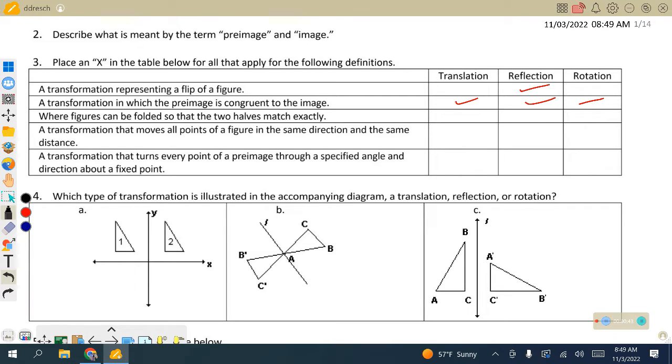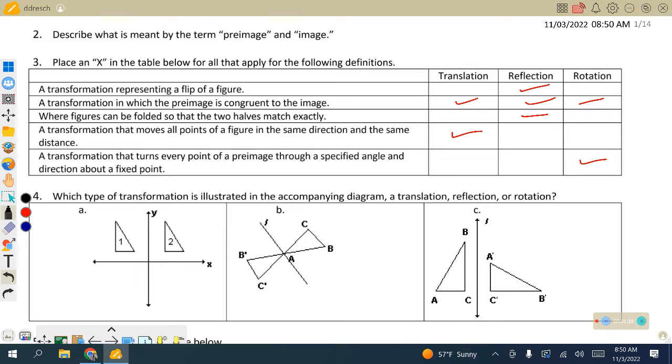Folded so that the two halves match exactly. What do we have there? Another reflection. And then what do we got after that? Moves all the points of the figure the same direction, the same distance is a translation. Okay. And then the last one, turn is a rotation. Okay. All right. Other questions from last night?